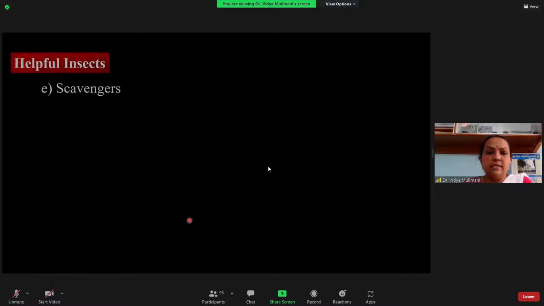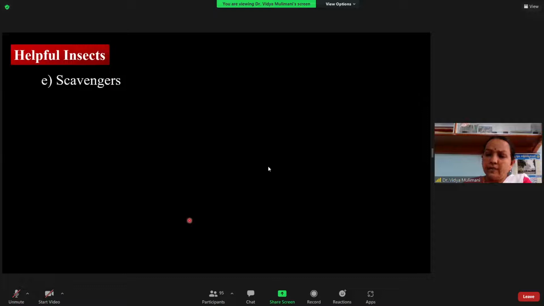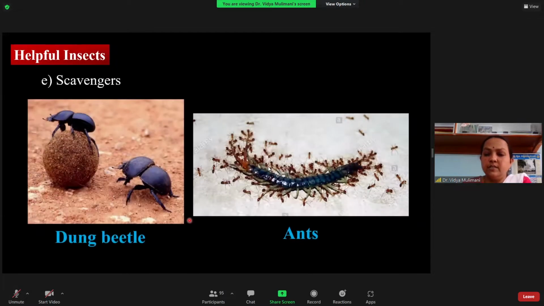Next you have the scavengers. The best two examples I give are the ant and the dung beetle. Everyone knows that ants are the best scavengers, or the best cleaners of the ecosystem. Anything which is there in the ecosystem will be carried away. So ants are one example, and another is the dung beetle.